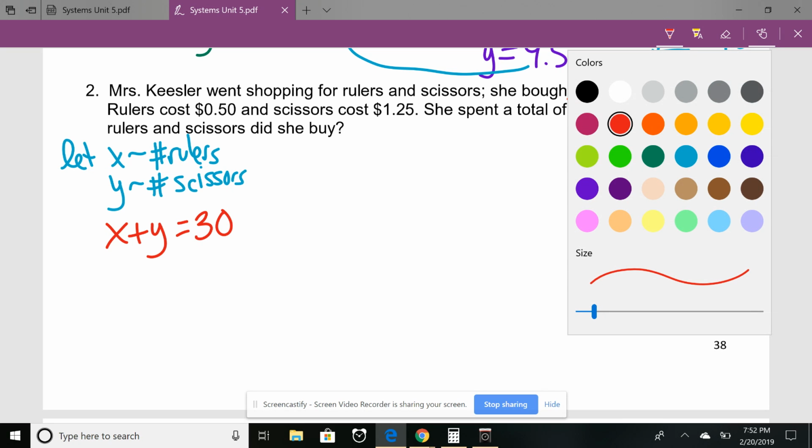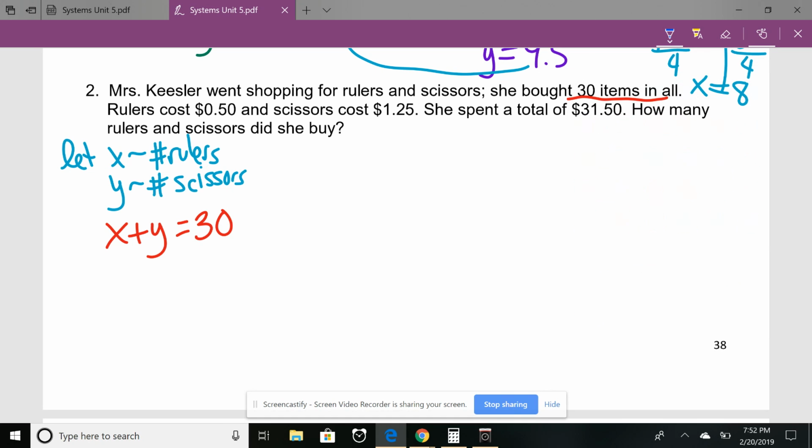The other equation involves the price. Rulers cost 50 cents, so the price of rulers is going to be 0.50x. Scissors cost $1.25, plus 1.25y. That's the price of the scissors. The total price is going to be $31.50. So there's my two equations in standard form.